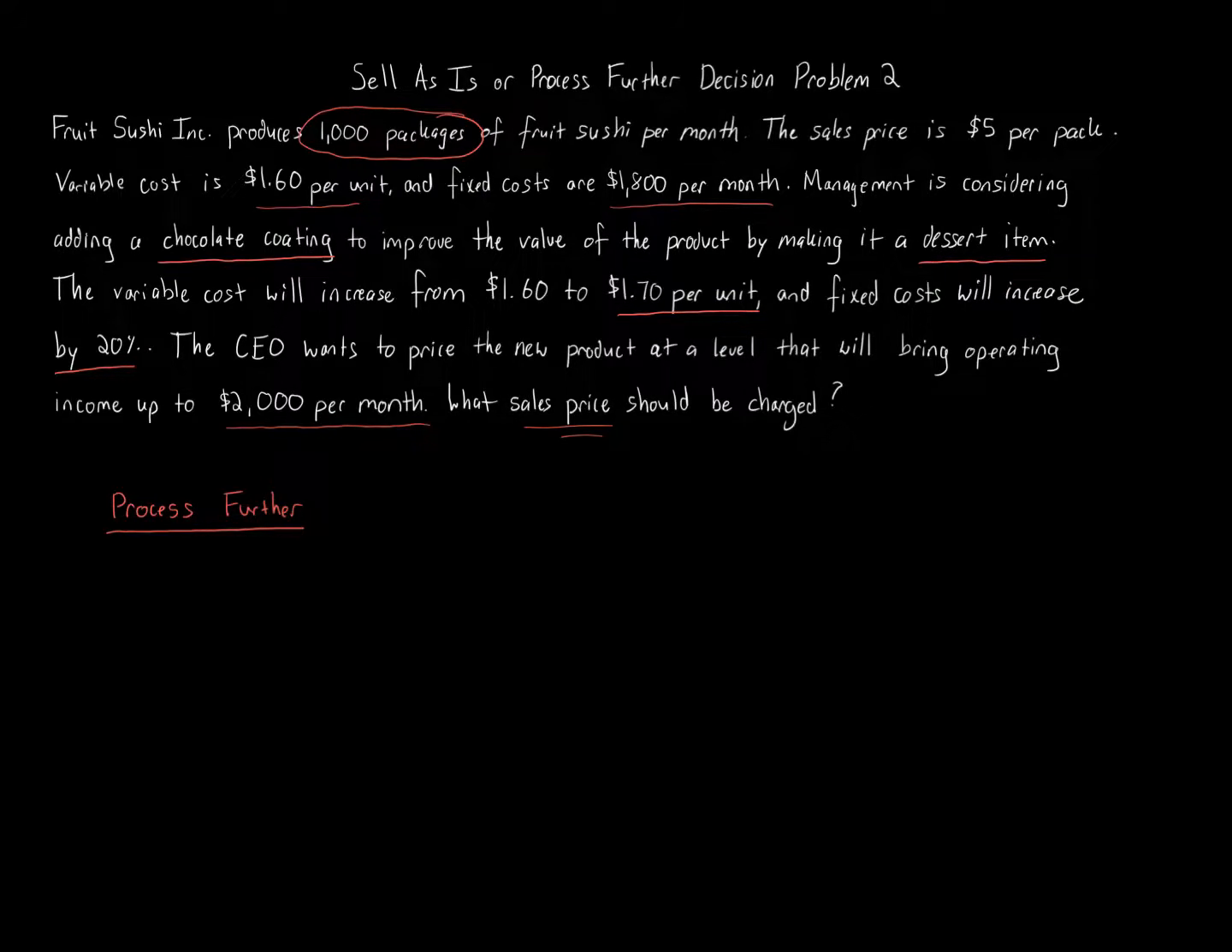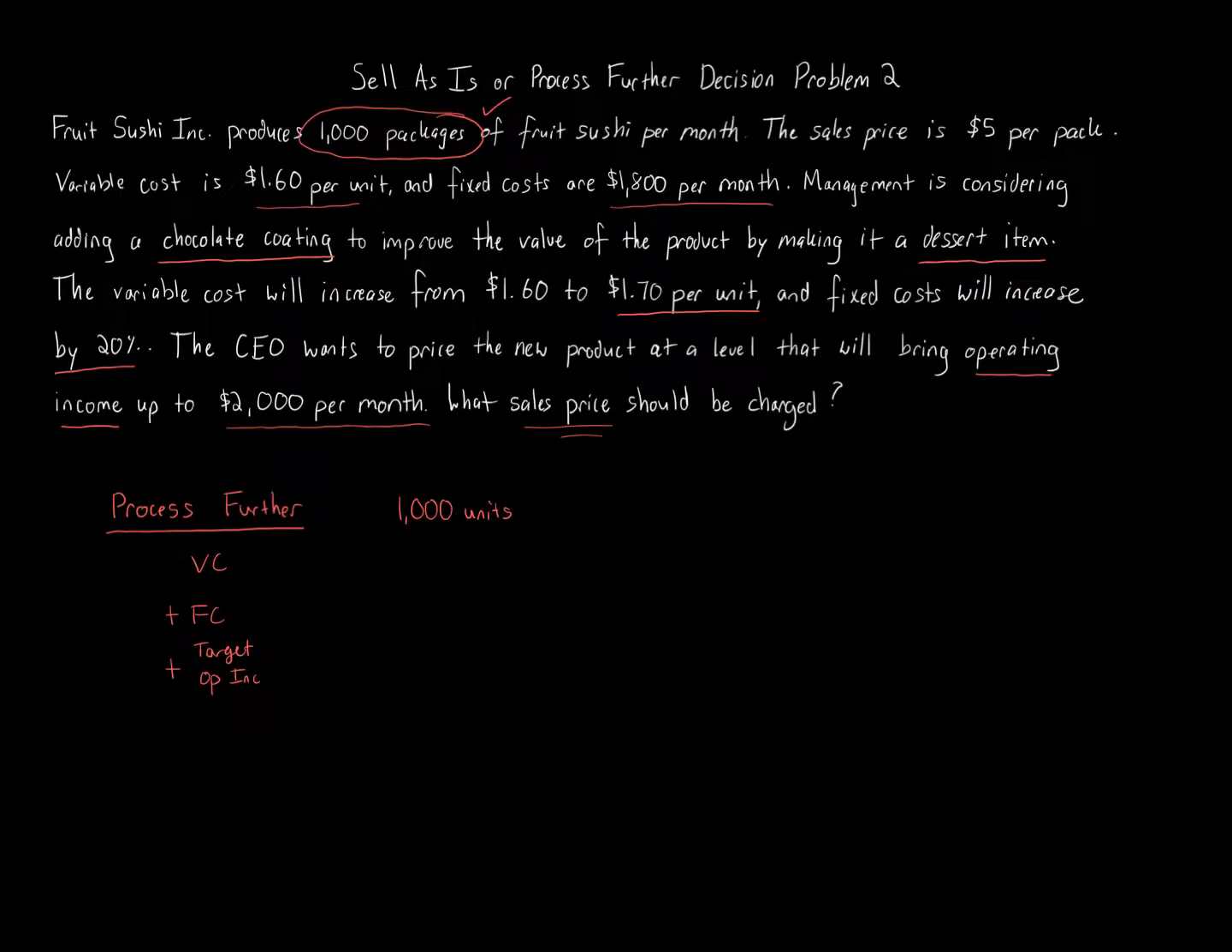Now, because we have a target operating income per month of $2,000, we need to factor that into our calculation. We need to factor in the variable costs plus the fixed costs plus our target operating income of $2,000. And then what we're going to do is take that amount and divide it by the number of units, which is 1,000 units, and we get our price per unit. It's as simple as that. Again, we're assuming 1,000 units. That's the only number we have in the problem.